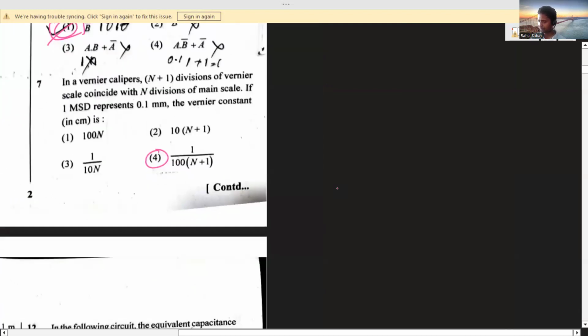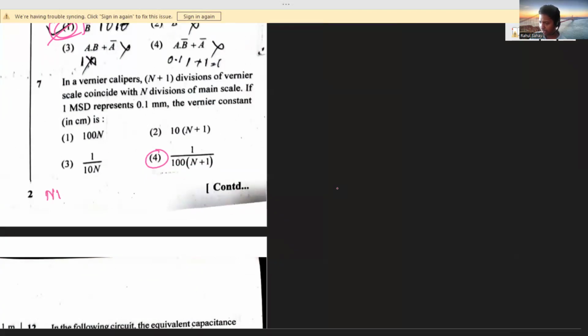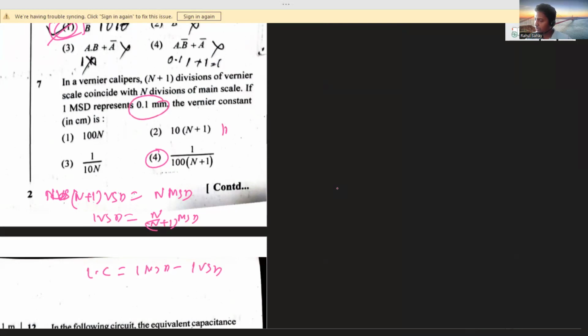A vernier caliper. We know N VSD coincides with N plus 1 MSD... that is, N plus 1 VSD is coinciding with N MSD. So 1 VSD is equal to N by N plus 1 MSD. Least count is what? 1 MSD minus 1 VSD. Substitute and convert millimeter into centimeter, 1 millimeter is equal to 1 by 10 centimeter. We'll get option 4.